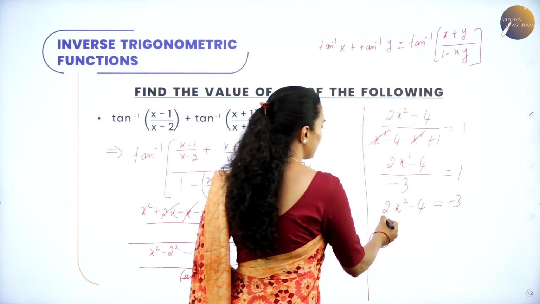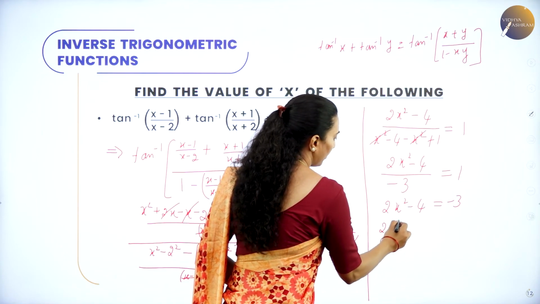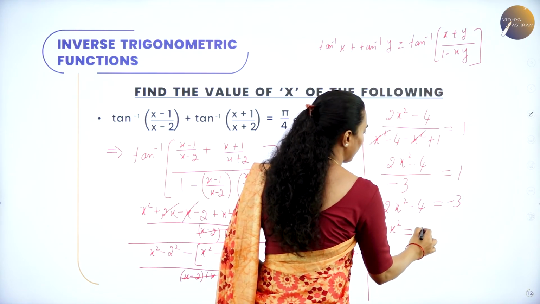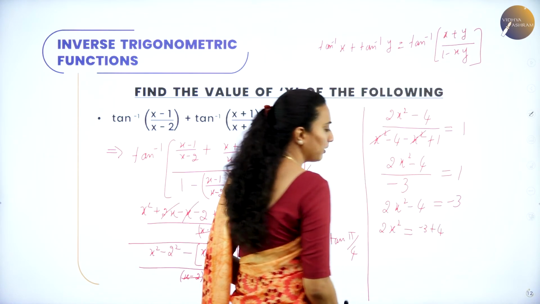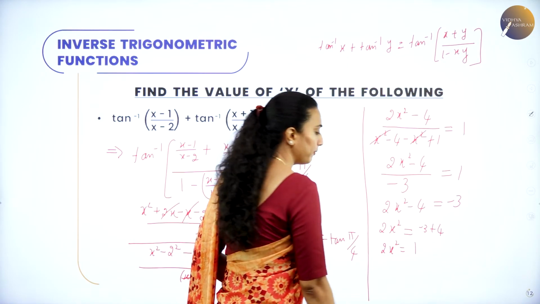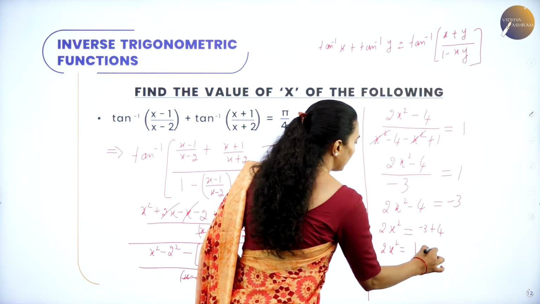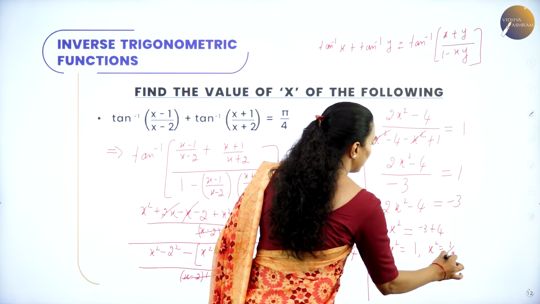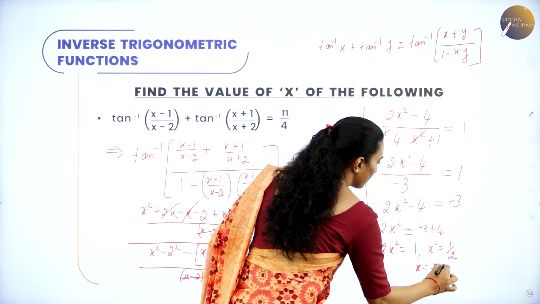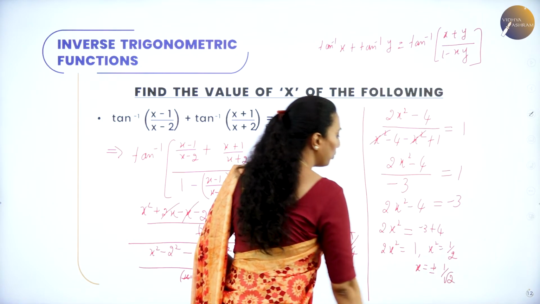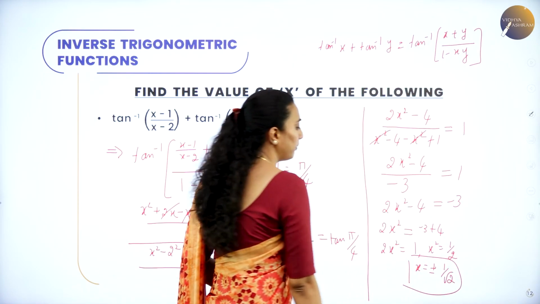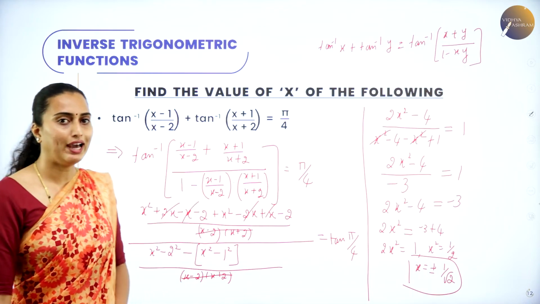You are going to have 2x squared is equal to, bring minus 4 to that side, it will become plus 4. Minus 3 plus 4 is nothing but plus 1. Therefore you are going to have 2x squared is equal to plus 1. What is x squared? X squared is nothing but 1 by 2. Now what is x? Square root of that. x will be equal to plus or minus square root of 1 by root 2. Root 1 is 1 only, divided by root 2. So x is equal to plus or minus 1 by root 2 is your value of x.